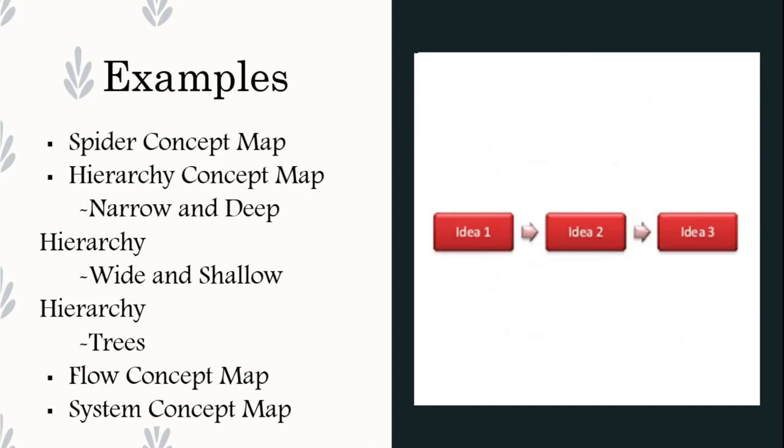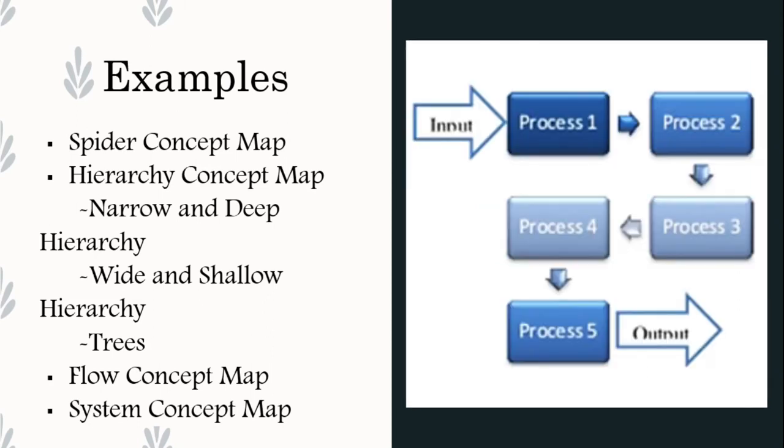Next, the flow concept map, wherein information is organized in a linear order. Lastly, the system concept map, wherein information is organized similar to the flowchart concept map, except that this type contains the input and output functions.